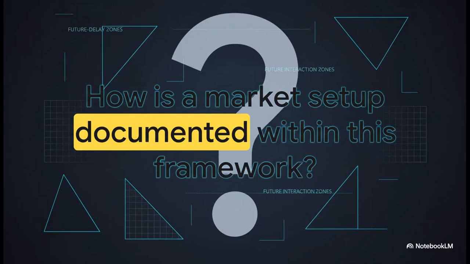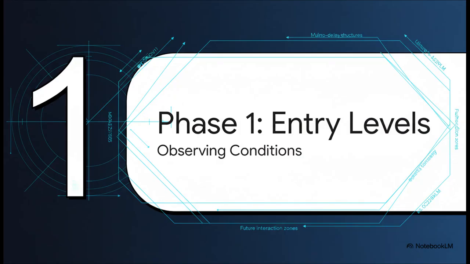So that begs the question, right? How does this framework actually document a market setup? Well, we're about to see. We're going to go through the predefined steps for what's called phase one. This means looking at the initial conditions, the parameters, and the potential scenarios, all based on the model's geometric structure. All right, let's get into the good stuff.